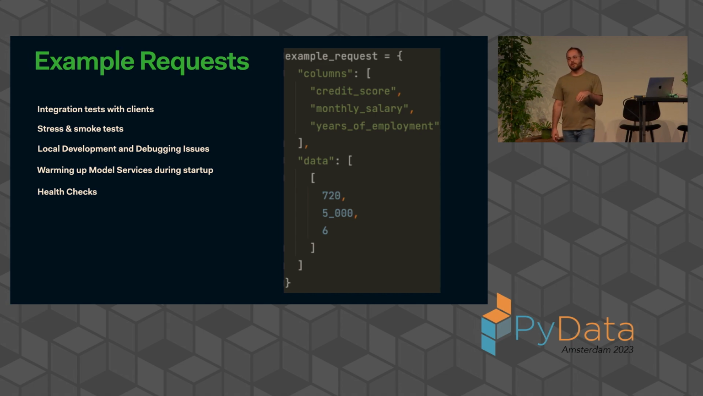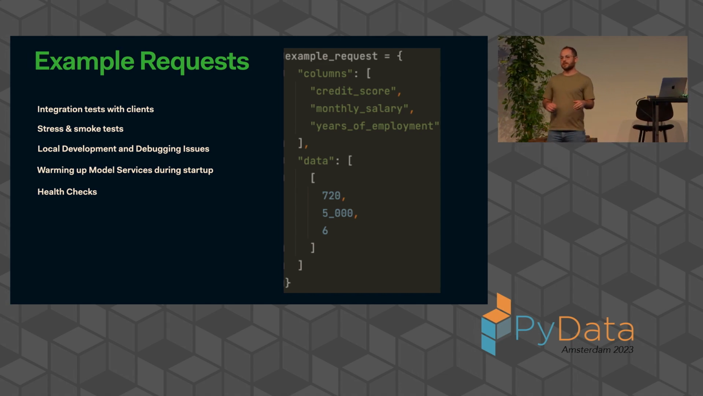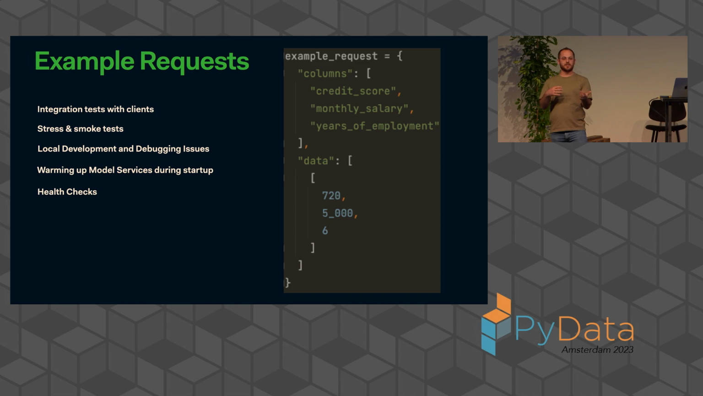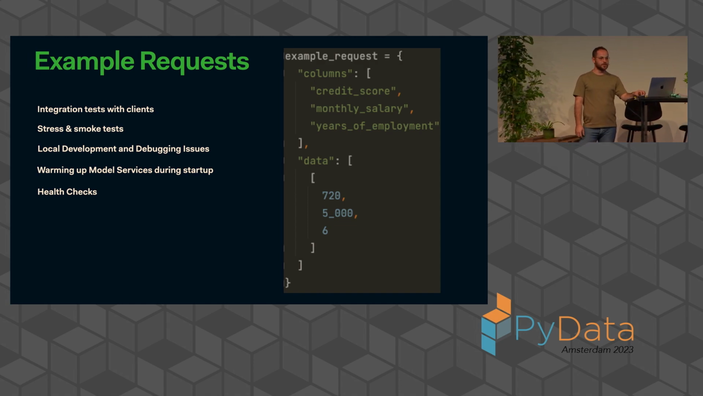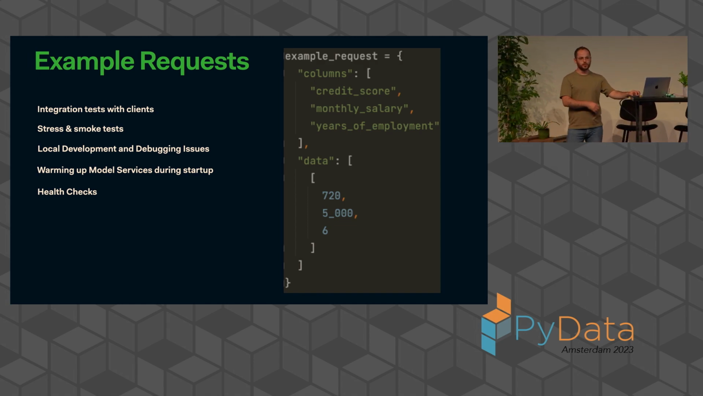We use example requests to also warm up services. Something that always happens is that some models have slow starts. You put a service online, or you scale it, but then you see these fluctuations in latencies because the models need some time to start warming up. So we use these example requests to warm up the services and also to do health checks.